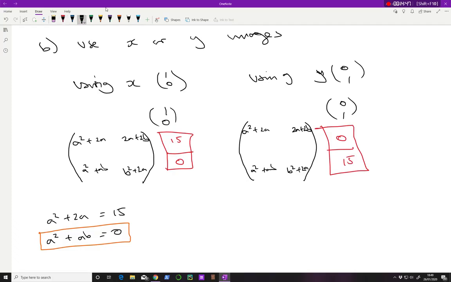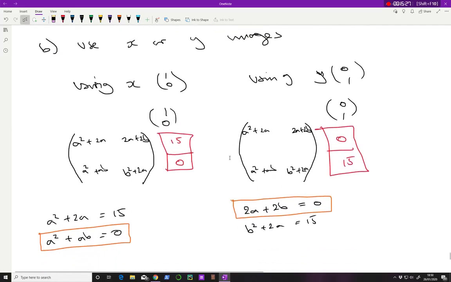And the matrix algebra to get this is going to give me 2a plus 2b equals 0. And then down here, it's going to give me b squared plus 2a equals 15. Because again, a squared plus ab times 0 is just 0. We don't care about it. And the one that equals 0, I'm going to box again in orange, because we can use that later on. Okay.